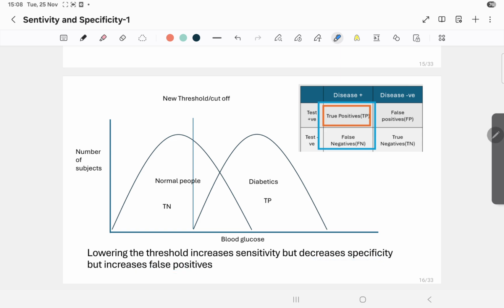Increase in false positives. So stop this video and just think which are false positives in this particular graph. So these are false positives. We have discussed before that if we increase the sensitivity of the test, if we take a more sensitive test, the ratio of false positives will also increase. So these are false positives because the test is positive after this value, but these are normal people. So this is false positive.